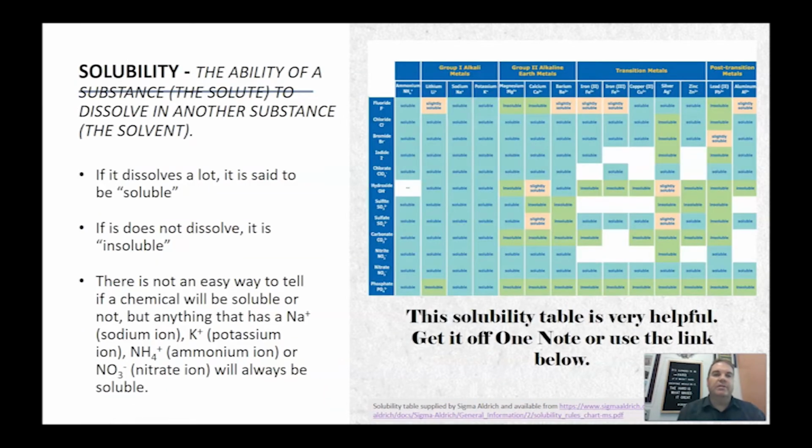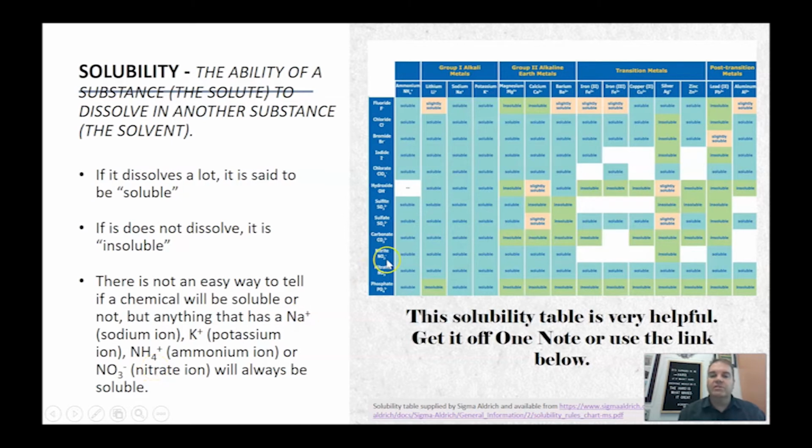So if we have a look at solubility, solubility is defined as the ability of a substance to dissolve in another substance. There are a couple of terms we use here. One of them is the solute, that's the substance we're dissolving, and another one is called the solvent, that's what we dissolve it into. If it dissolves a lot, it's said to be soluble. If it does not dissolve, it's insoluble. All right. There's a couple of rules in chemistry. Basically, if anything has a sodium, a potassium, an ammonium, or a nitrate ion, it's always going to be soluble.